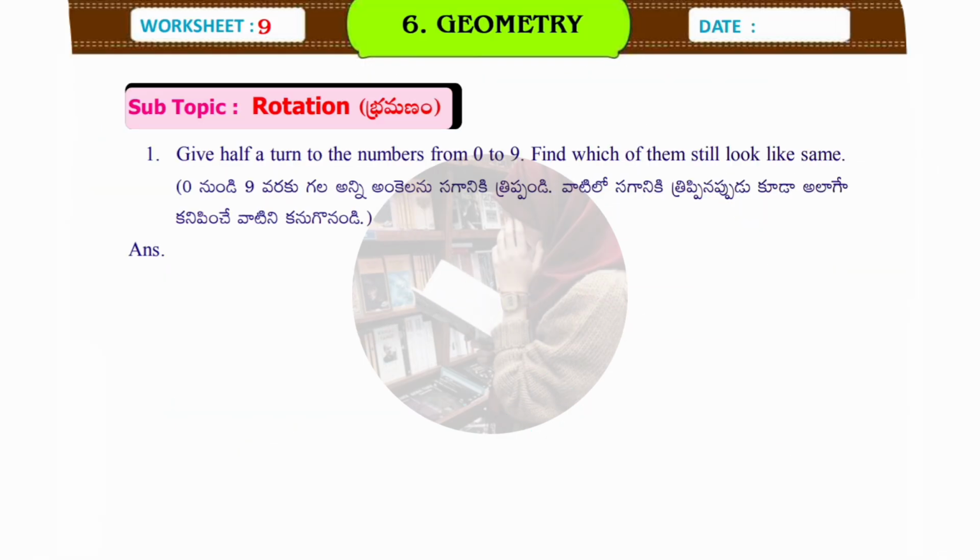So here the subtopic is rotation. Let's see the first question. Give half a turn to the numbers from 0 to 9. Find which of them still look the same. It means for the numbers 0 to 9, if you give an exact half turn, then which numbers remain the same? That one you have to write down. So write down the answer.